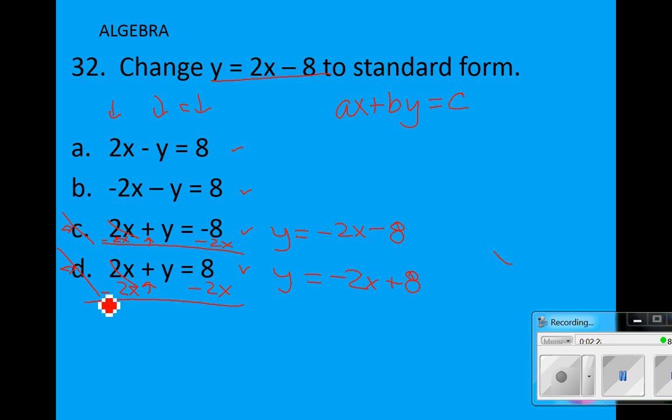So then I know I have to do some with the negatives. So I'm going to start with A, minus 2x, negative y, I'm going to put a 1 there, equals -2x plus 8. I have to divide everything by -1. Y equals positive 2x minus 8. And that is exactly what we have. So our answer choice is A.